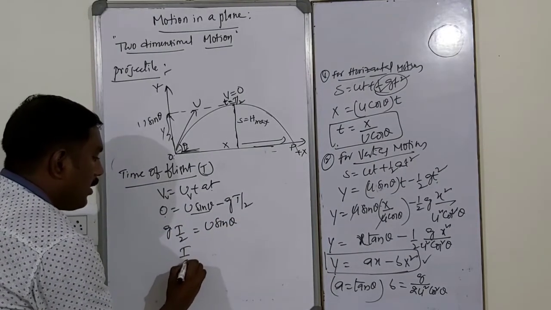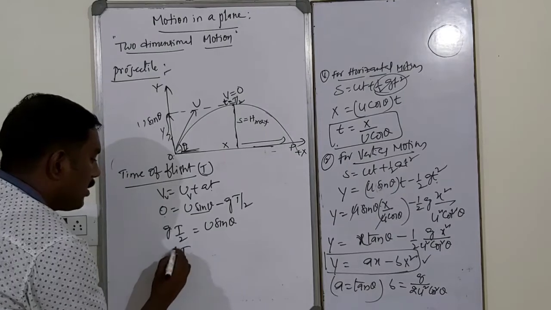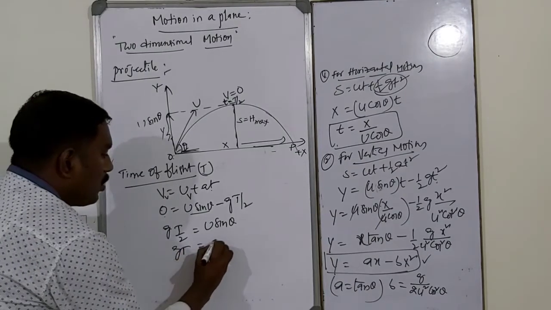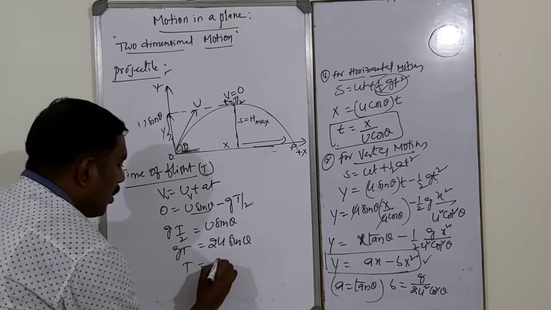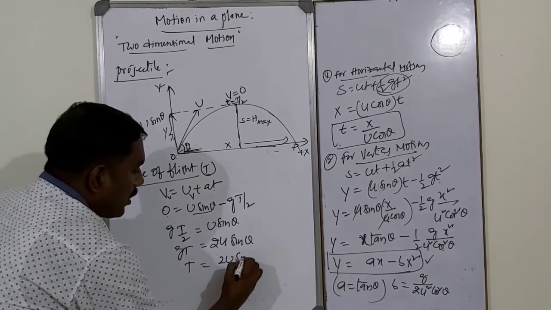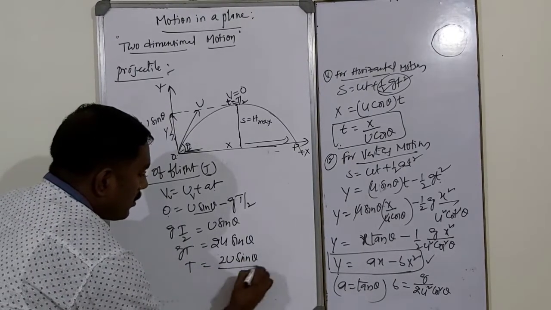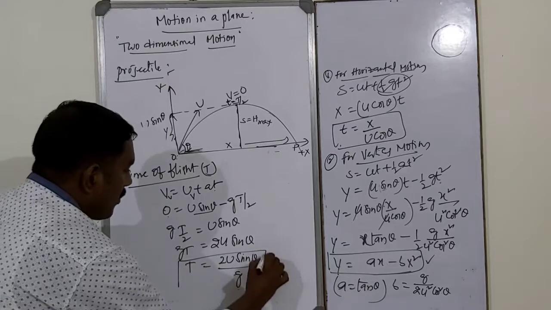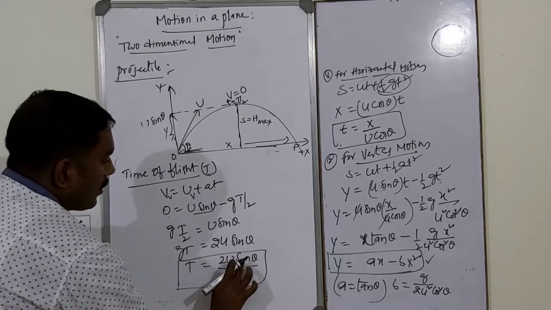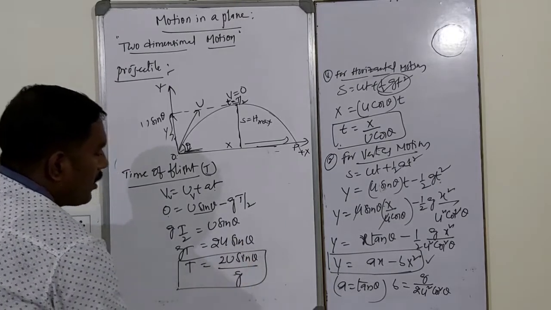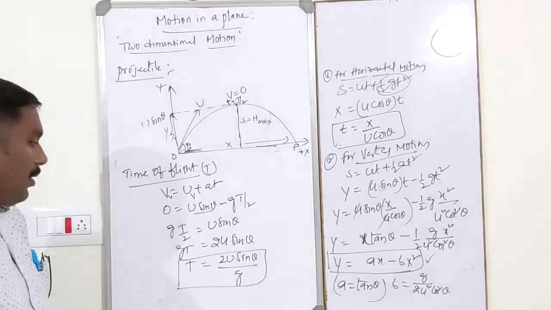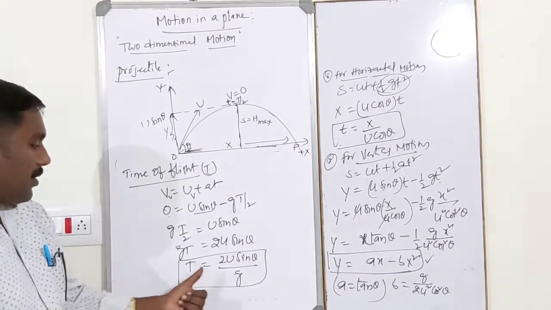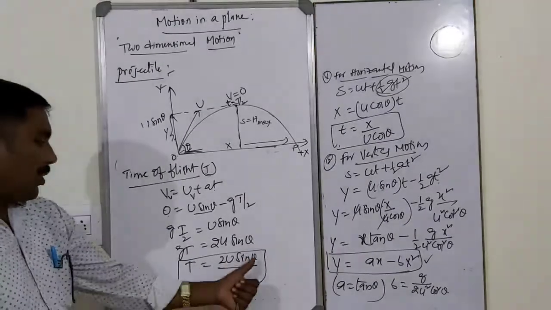So g T is equal to 2u sin theta. Finally T is equal to 2u sin theta by g. This is the expression for time of flight. A very important equation: time of flight T is equal to 2u sin theta by g.